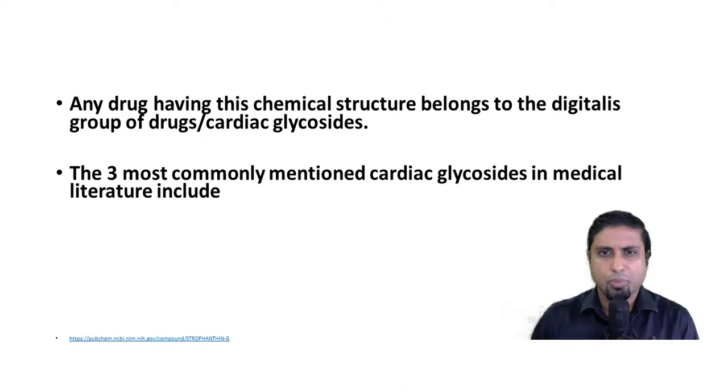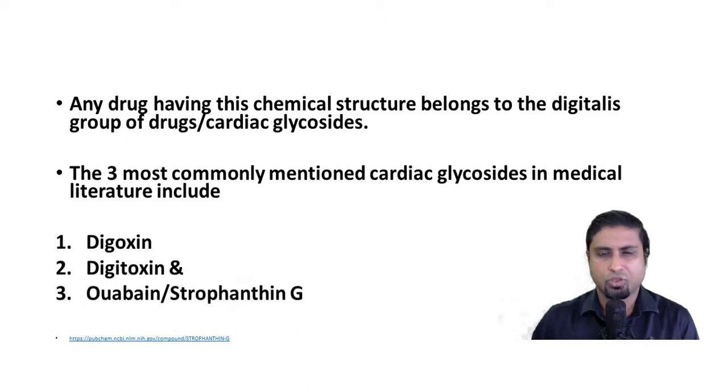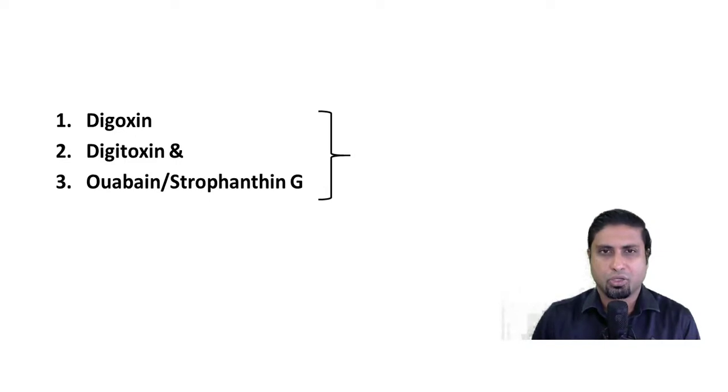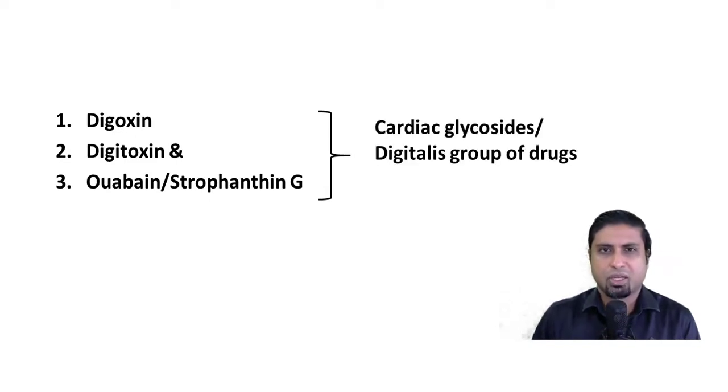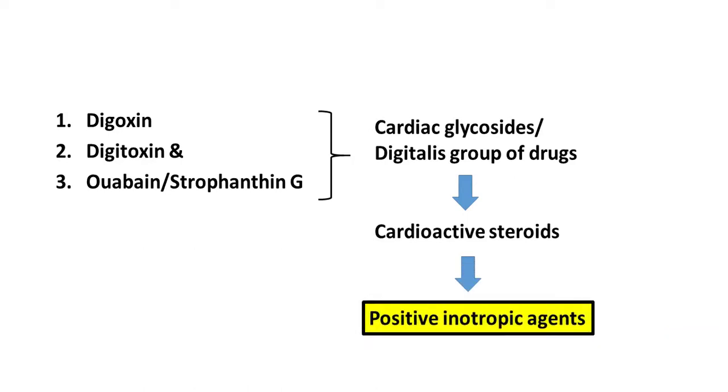Now, the three most commonly mentioned cardiac glycosides in medical literature include digoxin, digitoxin, and ouabain, which is also called strophanthin G. Ouabain is used mostly for research purposes. Digitoxin is almost never used, and therefore by far the most commonly used cardiac glycoside in clinical practice would be digoxin. So digoxin and related compounds are cardiac glycosides. They are said to belong to the Digitalis group of drugs, and they are all cardioactive steroids and therefore have positive inotropic effects.